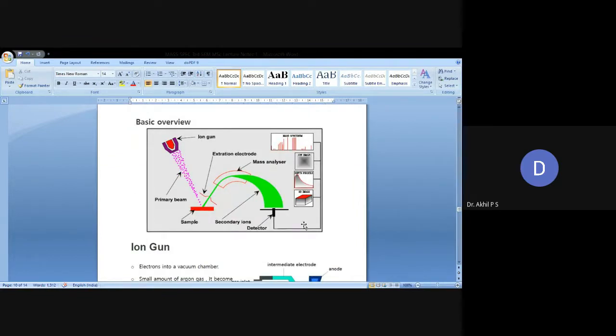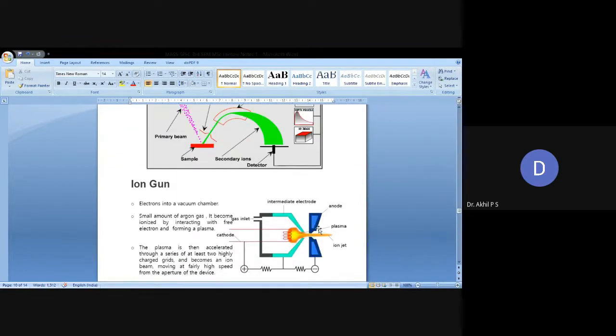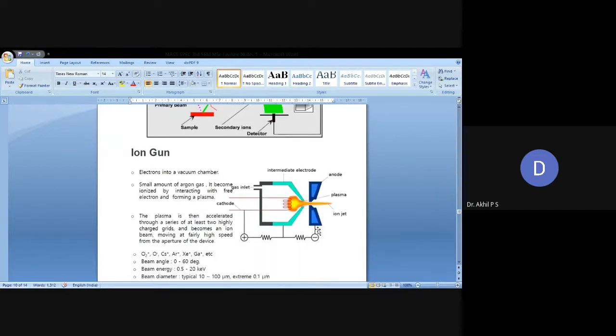Basic overview is shown in this figure. Ion gun: electrons enter the vacuum chamber. A small amount of argon gas becomes ionized by interacting with the free electrons, forming plasma. The plasma is then accelerated through a series of at least two highly charged grids and becomes an ion beam moving at fairly high speed from the aperture of the device.